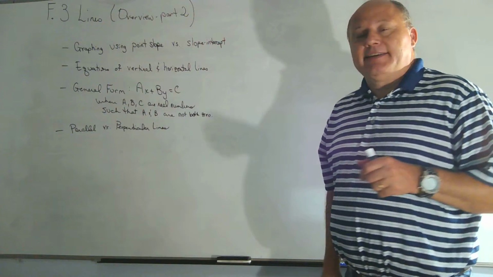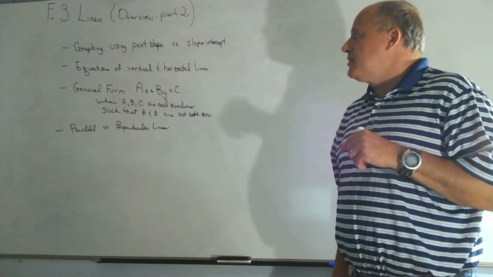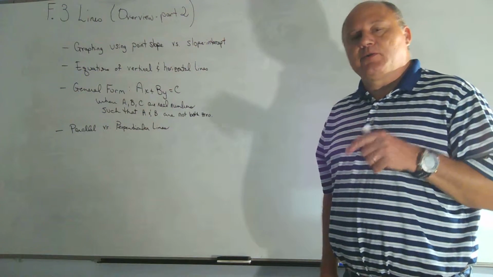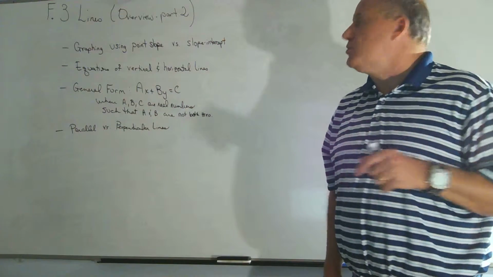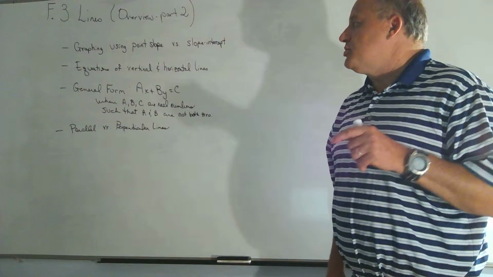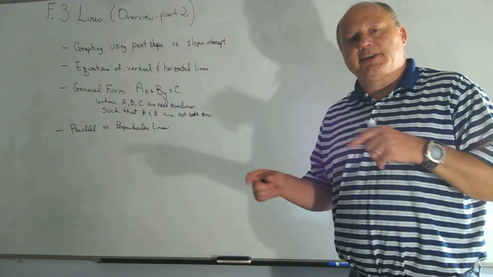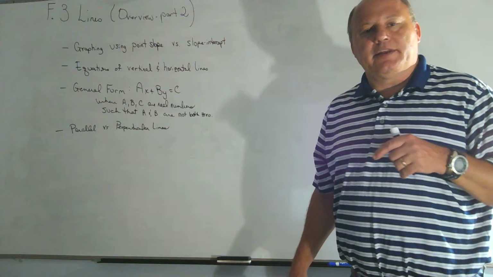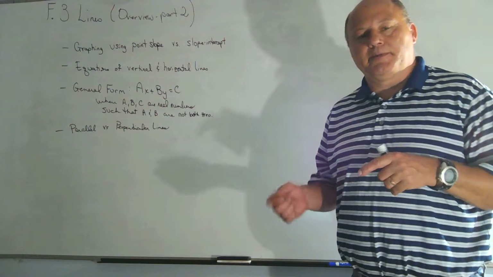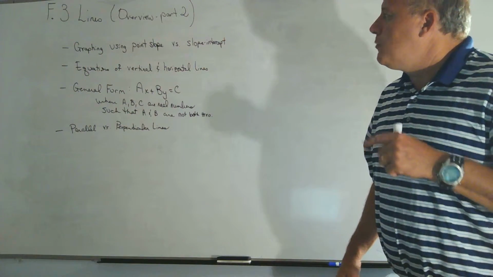In this video we'll be talking about the point slope and slope intercept forms, and the equations of vertical and horizontal lines, which we just kind of discussed in the overview part 1 when we talked about their slopes. We're also going to talk about the general form of lines. So basically different forms that lines can take. And then we're going to finish it off with the parallel versus perpendicular line comparison. We're going to begin with point slope.